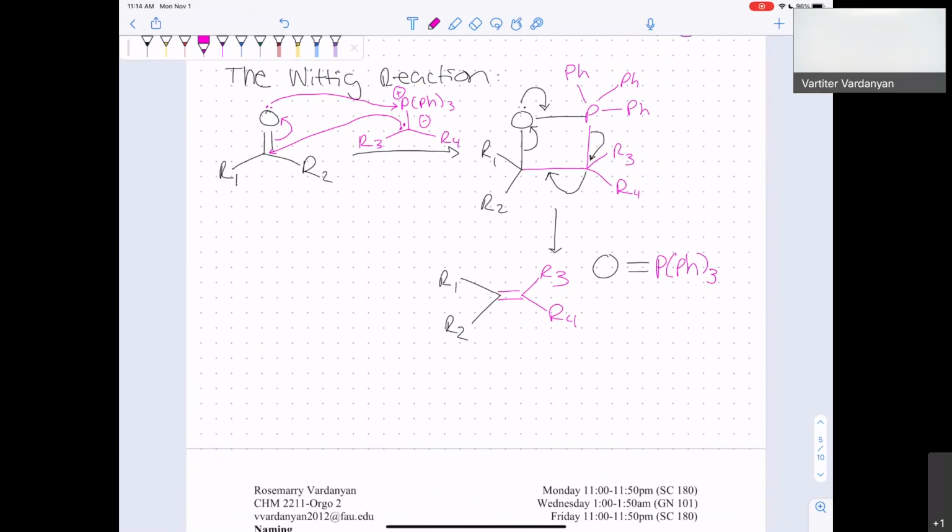Ta-da! Who loves this reaction? Okay, one person, not the norm, but that's okay. All right, so let's do it the fun way. I'll give you one more second to write stuff down.